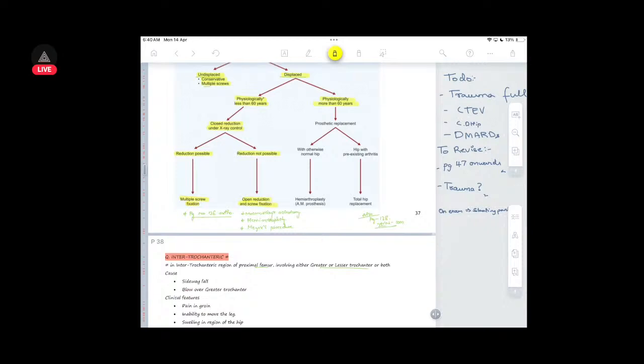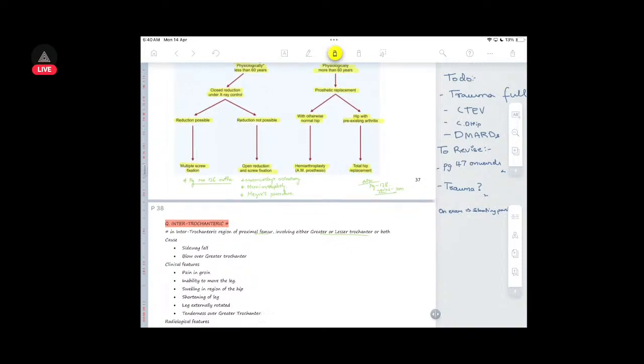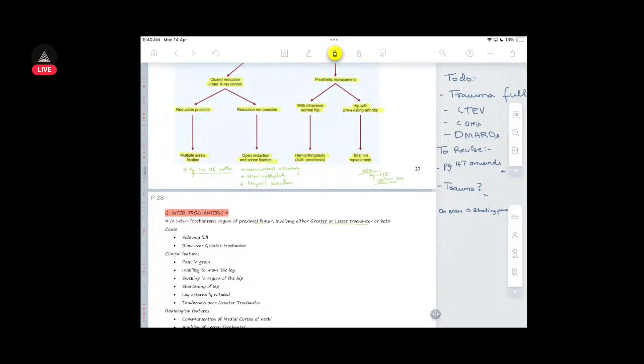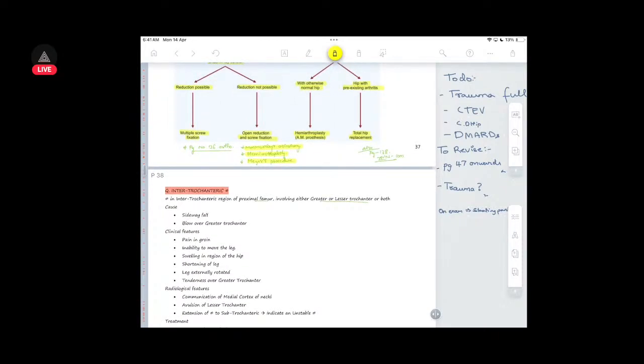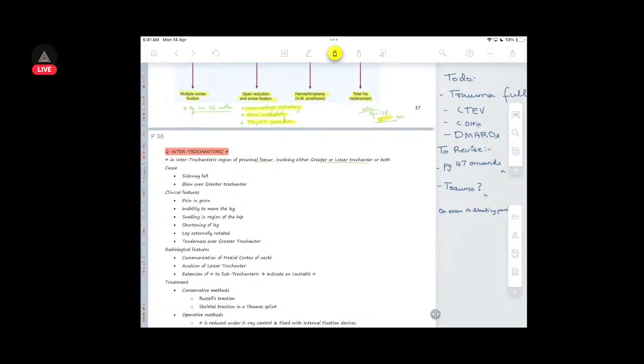Then if it is physiologically more than 60 years old, you have to do prosthetic replacement, either in a normal hip or in a hip with pre-existing arthritis. In an otherwise normal hip, you have to do a hemiarthroplasty, which is an Austin-Moore prosthesis, and in a hip with pre-existing arthritis, you have to do total hip replacement. You can also do McMurray's osteotomy, hemiarthroplasty, and Meyer's procedure. Avascular necrosis is also a complication.